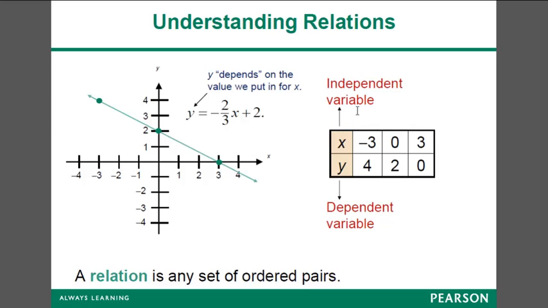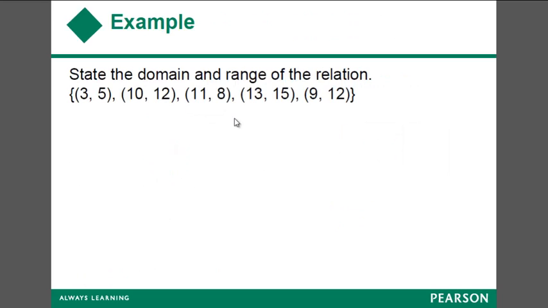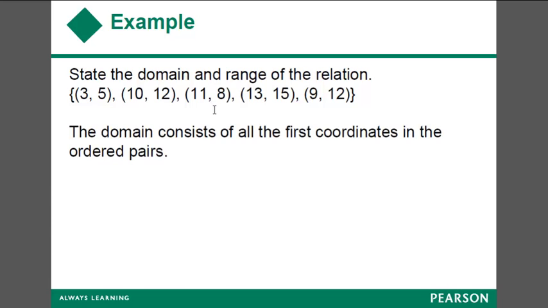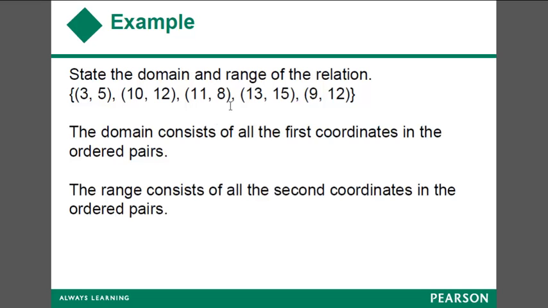We have our independent variable, our x, and then we have our dependent variable, y. Our dependent variable is y because it depends on the value that we put in for x. When we want to state the domain and the range of the relation, the domain consists of all the first coordinates in the ordered pairs, or all the x values in the pairs. Our range consists of all the second coordinates in the ordered pairs, or the y values, our dependent variables.